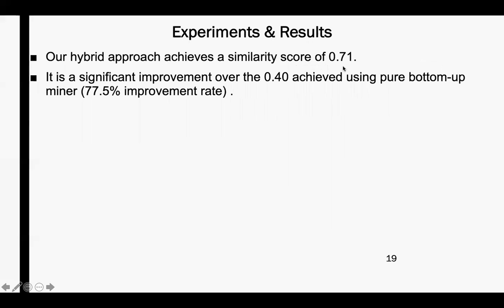For our approach, the average of similarity scores of rules produced by our approach was 0.7. And now, in order to understand the significance of this number, we compared the similarity of rules produced by the bottom-up miner with the ground truth, and it was 0.4. So here you can tell that there is a significant improvement using our approach.